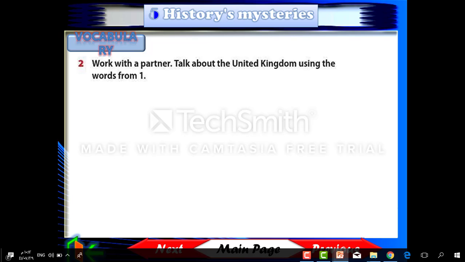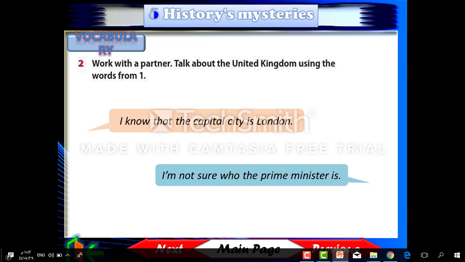Now, let's talk about the United Kingdom. I know that the capital city is London. I'm not sure who the Prime Minister is. Actually, he is Boris Johnson.